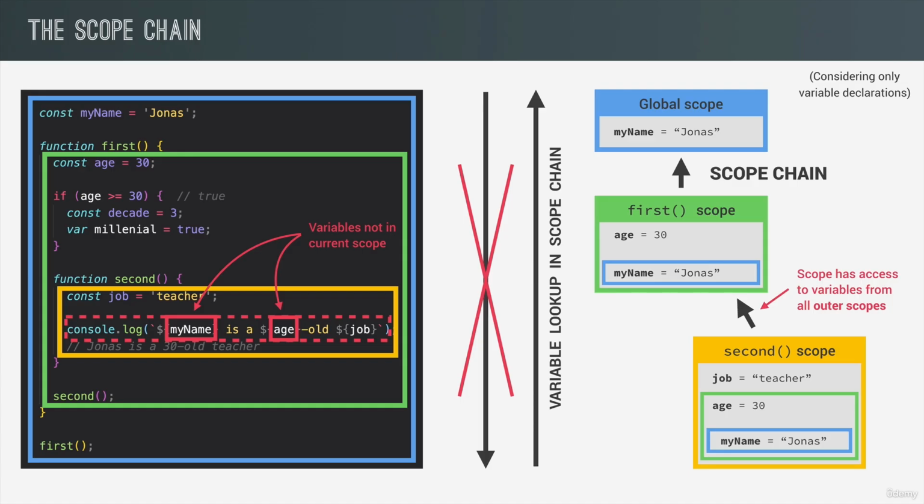So again, one scope can only look up in the scope chain, but it cannot look down, basically. So only parent scopes can be used, but no child scopes. Anyway, with all this in place now, this line of code can be executed and print to the console, Jonas is a 30-year-old teacher, even though the myName and age variables were not defined in the current scope. All the engine did was to get them from the scope chain.